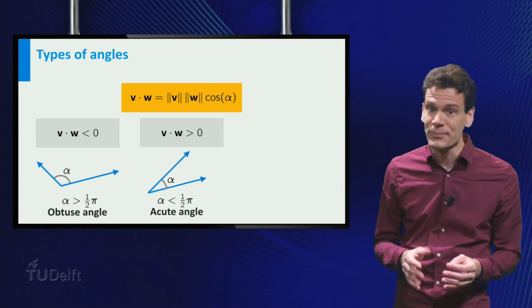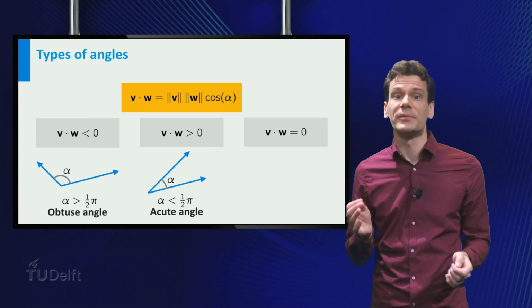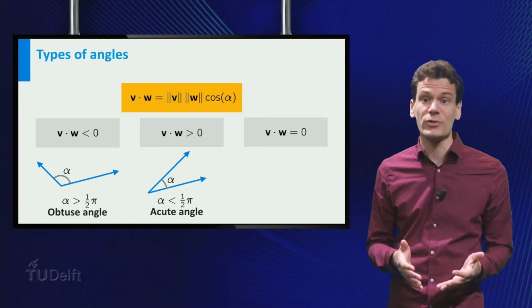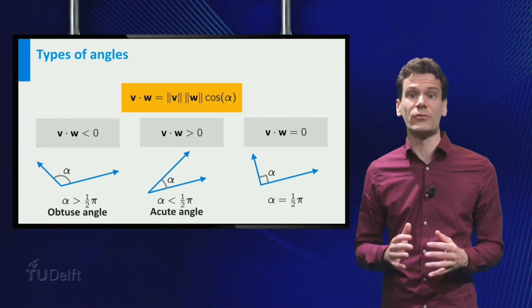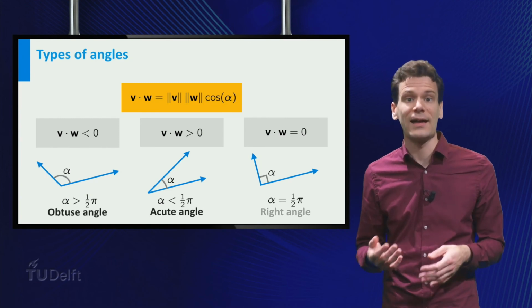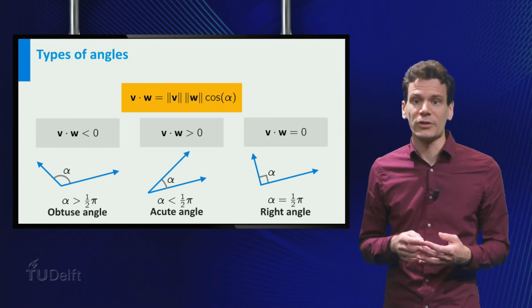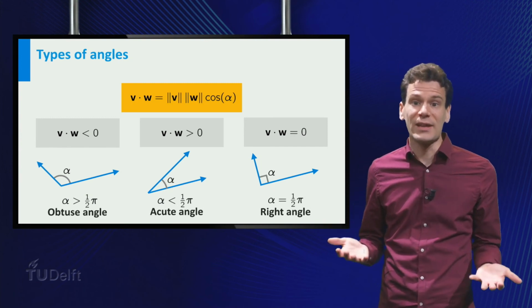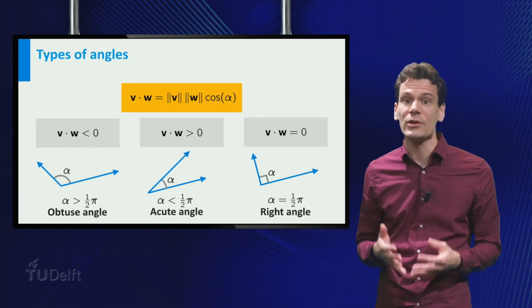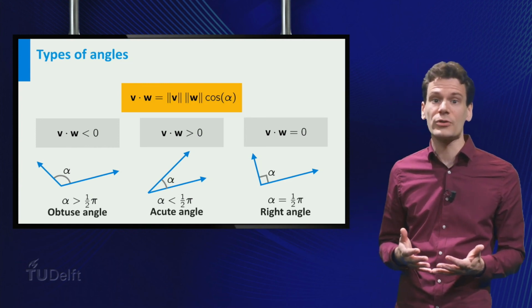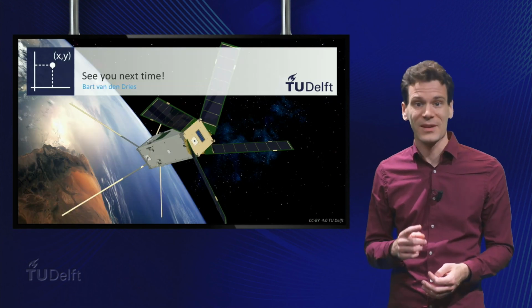And finally, if the dot product is 0, and the norms are non-zero, then the cosine of the angle is 0 as well. This means that the angle is precisely pi over 2. That is, alpha is a right angle. You see that the dot product is easy to calculate and it contains a lot of geometric information. In upcoming videos and exercises, you will see why the angle formula holds and what rules of calculation the dot product has. But first, it's time to practice.